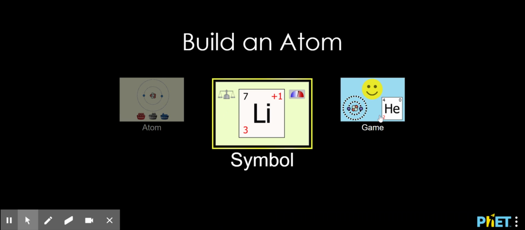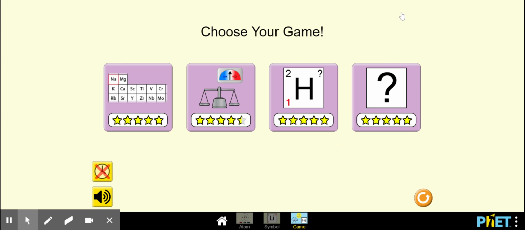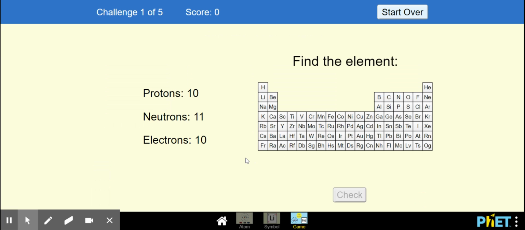Okay, the game. There are 4 different parts of the game. I want you to play all 4. This is today's assignment, to send me a screenshot showing all the stars that you earned. And if you complete, I think there are 5 questions in one section, and you don't get 5 stars, or you don't even get 4 stars, and you want to play it again, you can play it again and it will give you 5 new problems that you haven't tried before. So first game, find the element.